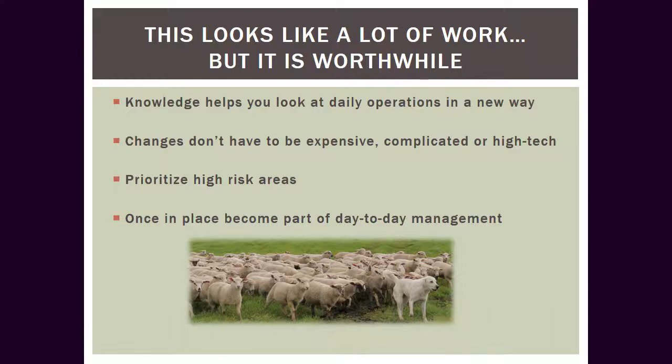Changes taken to improve biosecurity do not necessarily have to be expensive, complicated, or high-tech to be effective. For example, simply changing the order in which you handle or feed different animal groups can help reduce the spread of disease within your flock. Changes to biosecurity do not have to be made all at once. Working through the Planning Guide and identifying the greatest risks to your flock will help pinpoint where the changes are needed most. Once practical management changes have been made, they will become a regular part of your daily routine.